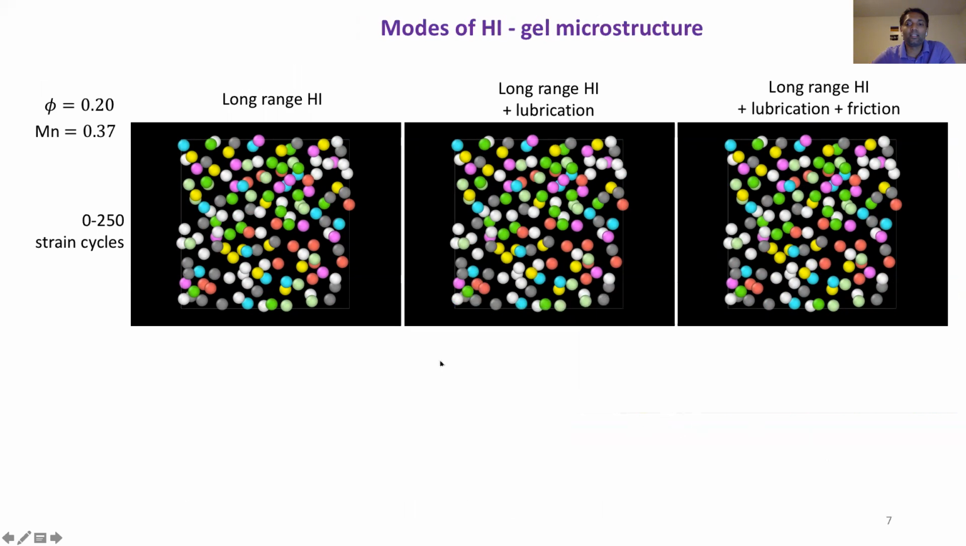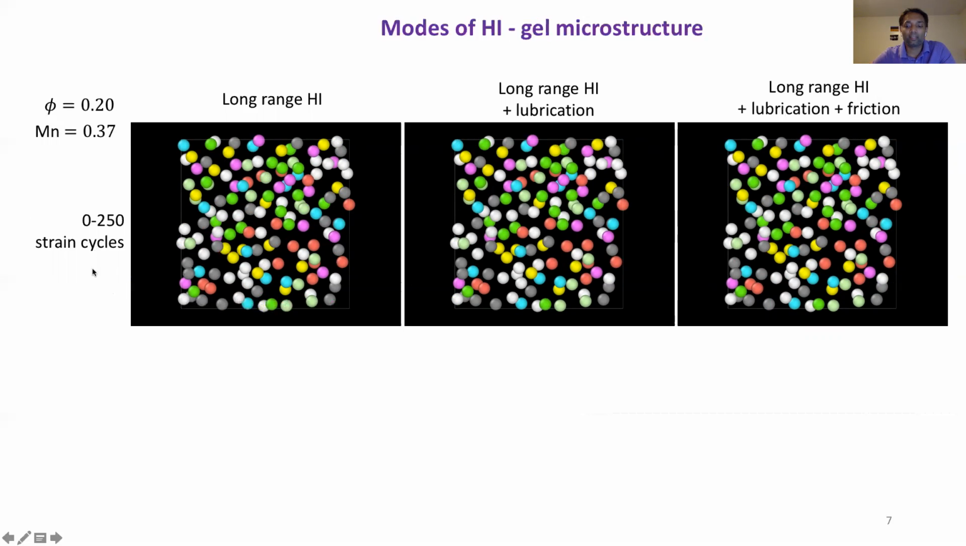All the gel simulations from this slide on are done for a particle volume fraction of 0.2 and simulated with a 1,000 particle system with periodic boundaries. Let us look at the evolution of gels produced with the three modules. The first with long-range hydrodynamic interactions, the second with long-range hydrodynamic interactions and lubrication, and the third, where we add friction. Here the Mason number is 0.37. We start with a uniformly distributed configuration in all the cases and look at the evolution over 250 strain cycles.